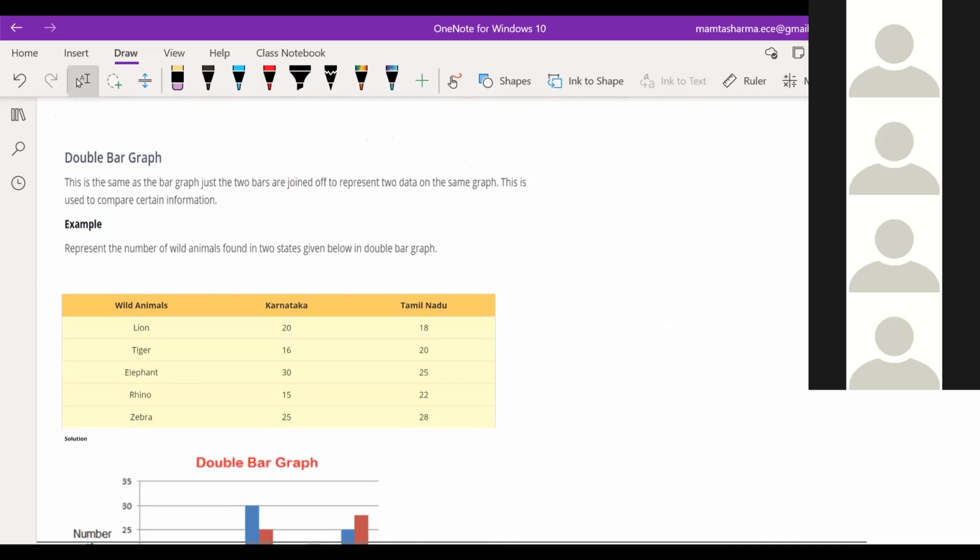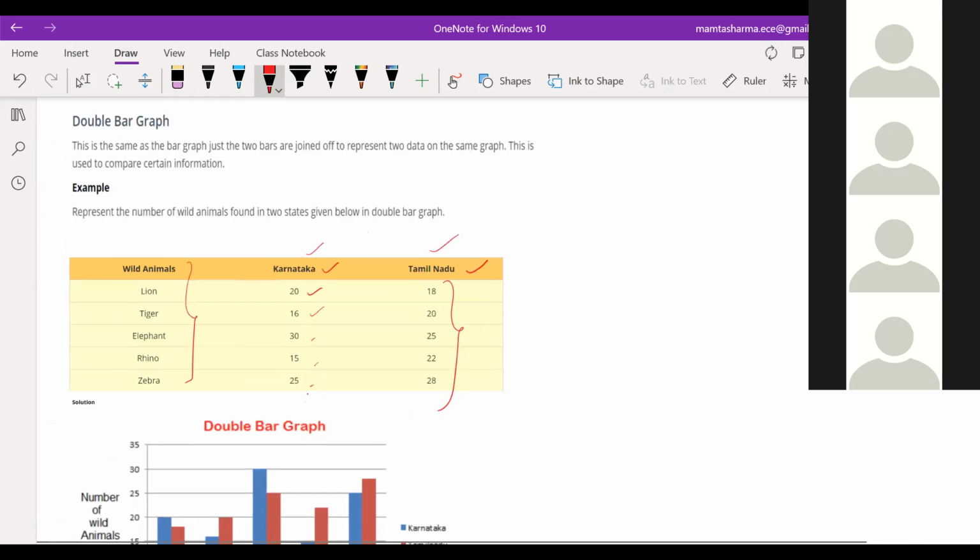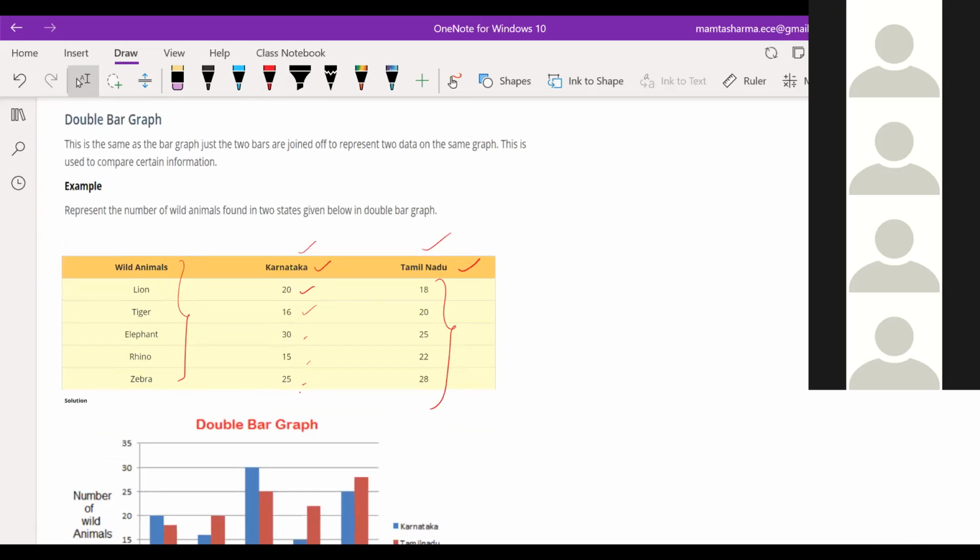We'll take one example of a double bar graph. See here, there are a few wild animals in the states of Karnataka and Tamil Nadu. Karnataka has listed the number of wild animals: lions are 20, tigers are 16, elephants are 30. These are the numbers in Karnataka, and these are the numbers of wild animals in Tamil Nadu. For this type of data, we have to plot a double bar graph.